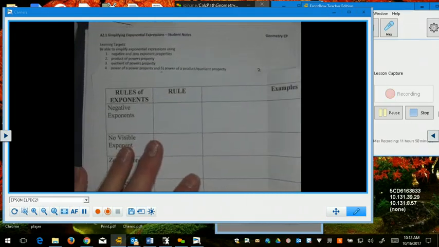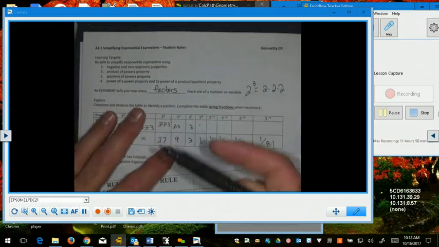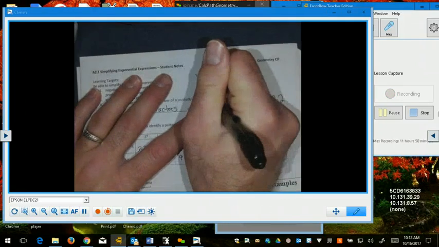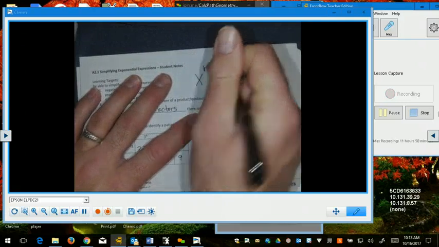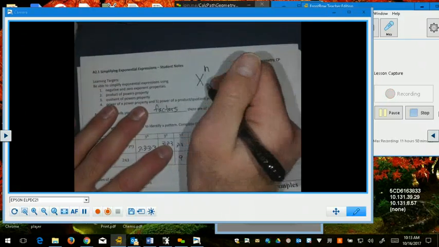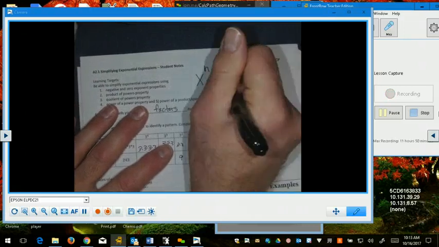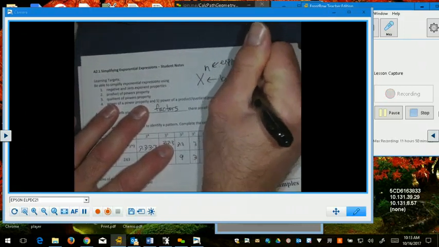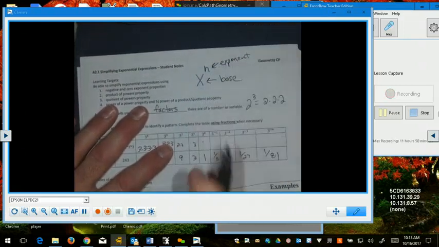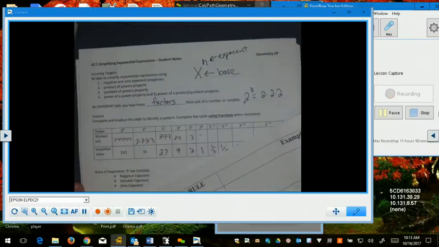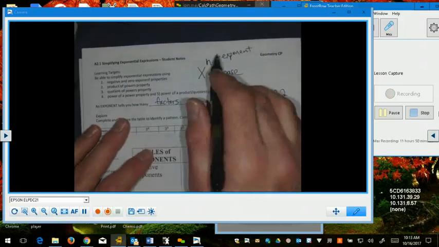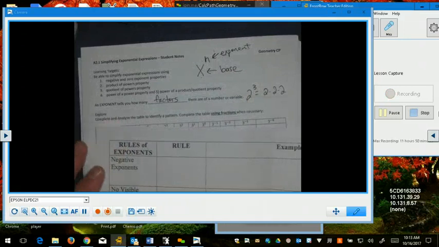All right, so we have negative exponents. First off, we should probably go back to the regular note sheet. We have this x to the n. I'm going to write that at the top. This right here, the number, that's called our base. And this up here is called our exponent, or sometimes called our power. But we're using it, that's our exponent, this is our base.